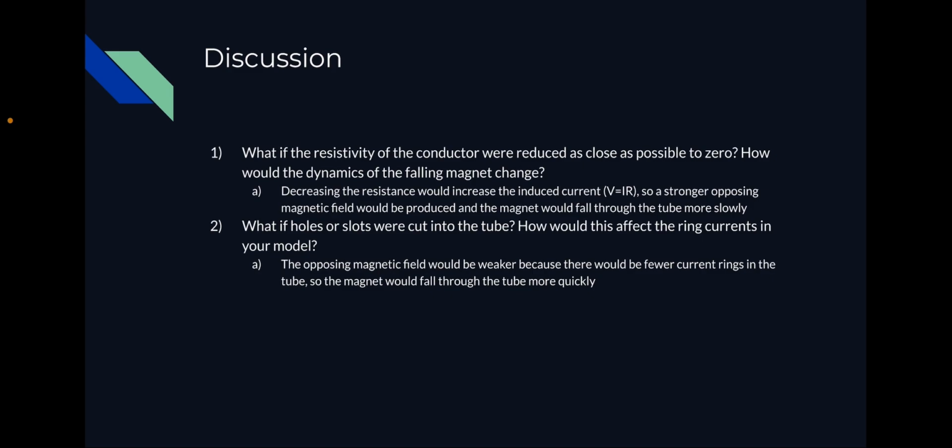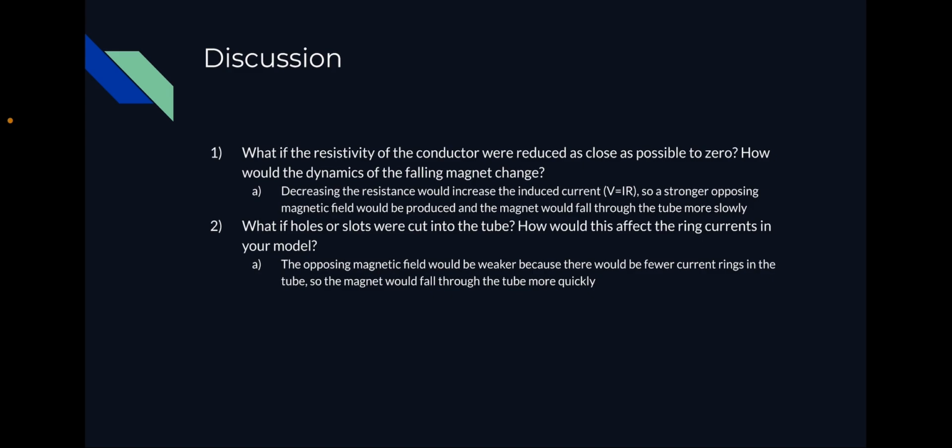And then discussion, what if the resistivity of the conductor were reduced as close as possible to zero? How would the dynamics of the falling magnet change? Decreasing the resistance would increase the induced current, V equals IR. So a stronger opposing magnetic field would be produced, and the magnet would fall through the tube more slowly.